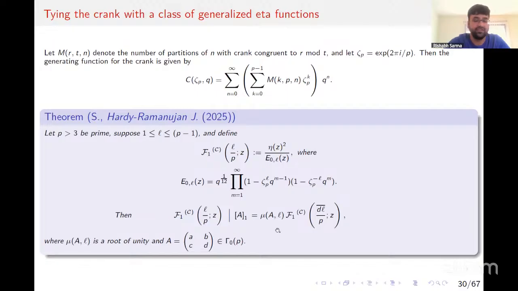So that gives us the following result, where if I define F_1,C(L/p Z) to be this, where we have L here in the denominator, then L changes to dL reduced modulo p, and we have a plus or minus 1, sorry, a root of unity out at front, and this occurs under the action of the congruence subgroup, once again, Gamma_0(p), which was the same as for the partition rank. Of course, this is the transformation for this particular function. The goal is to tie this function with the crank generating function.